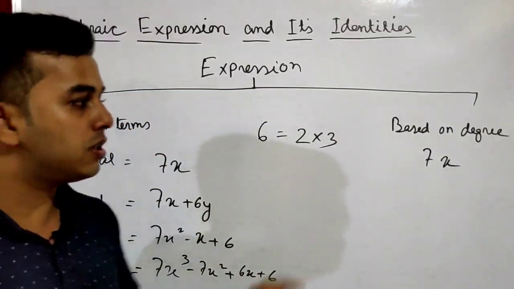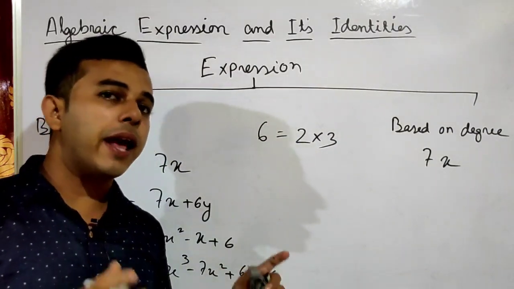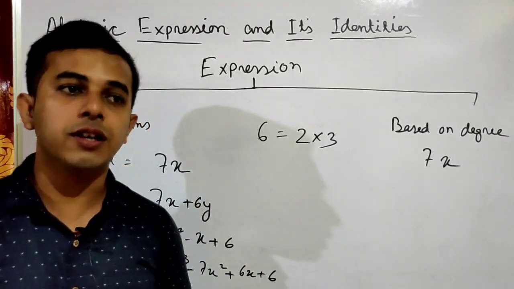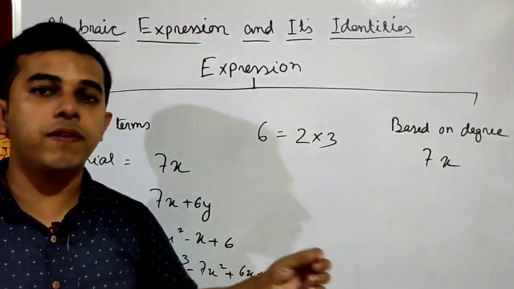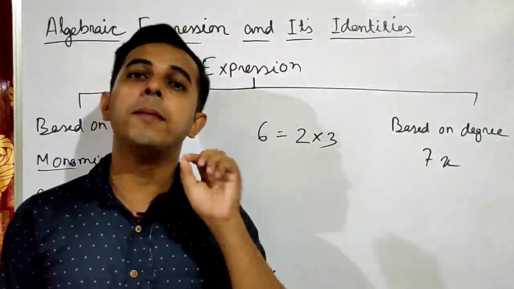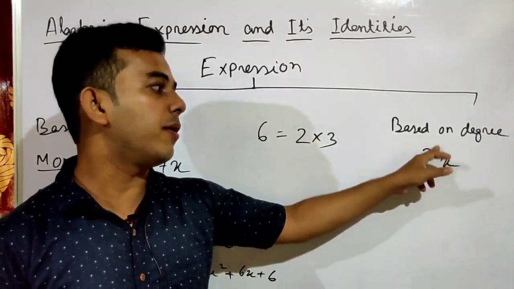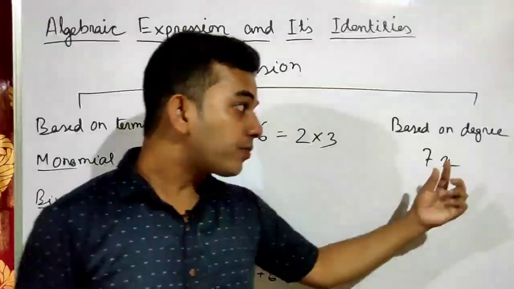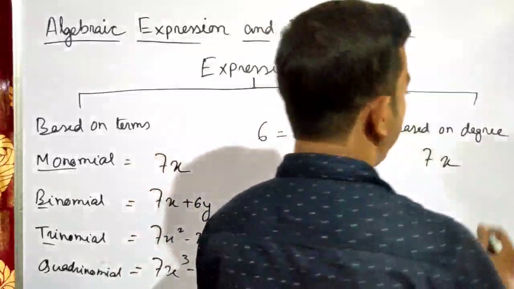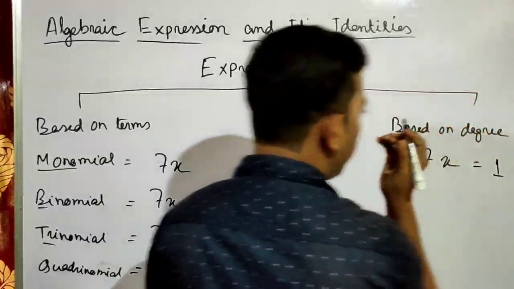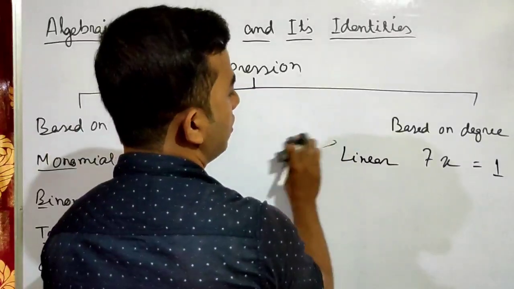Now, if we take an expression 7x, this can be split as what? 7 into x, isn't it? So this 7 and x are the factors of 7x. Now look. As I told you, when we find the degree, we'll be considering only the variable factors, that is, those alphabets, not the constant term, not these numbers. So what is the degree of x here? There is nothing, that means 1, isn't it? So the degree of 7x is 1. This is known as linear. If degree is 1, it is known as linear, okay?